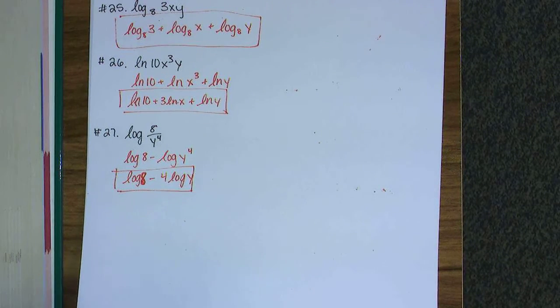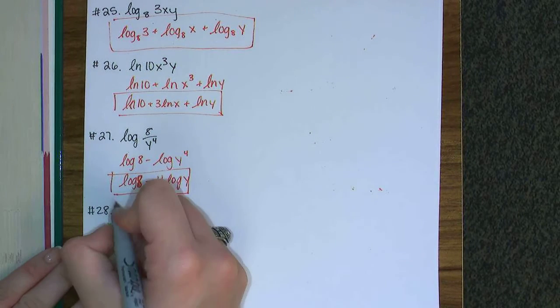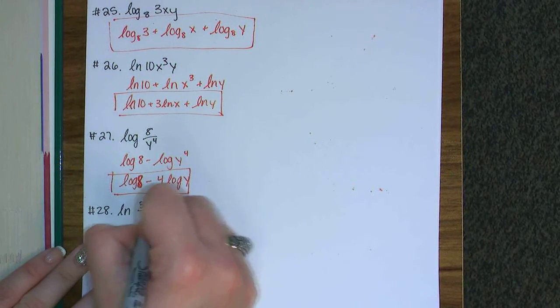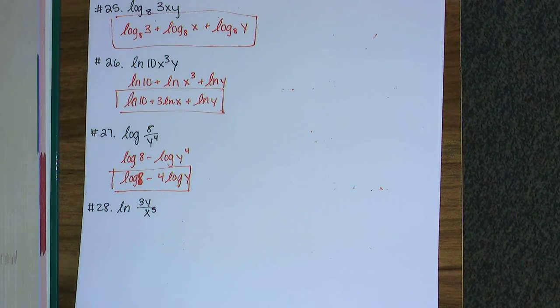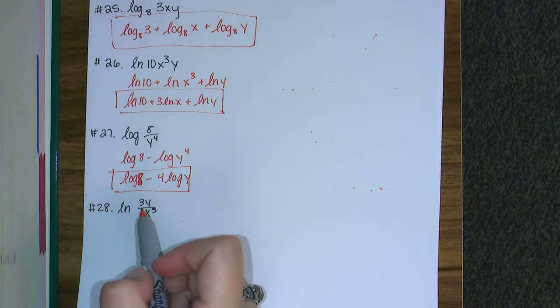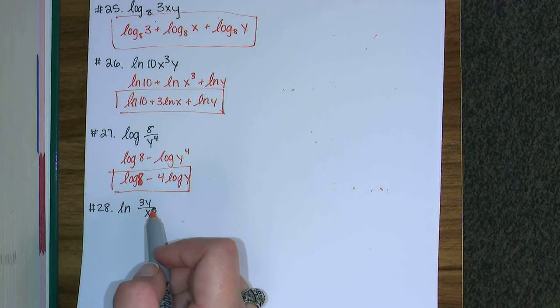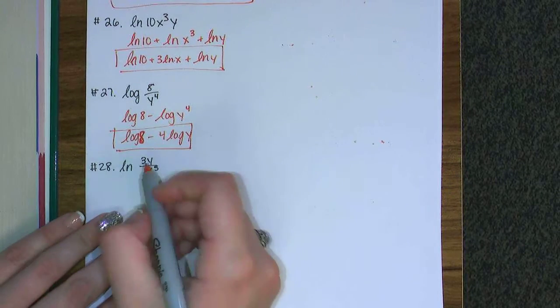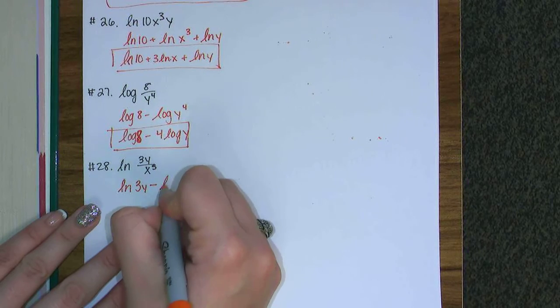Now, 28, last one of this type. We have the ln of 3y over x to the 5th. So here, I'm dealing with multiple things happening. I have the log of the product on top, I have a log of a quotient, and I have a power rule. So the very first thing I'm going to do is take care of this quotient, so that I don't lose any of these signs in here or anything. So, difference of logs, top minus bottom, so ln of 3y minus the ln of x to the fifth.